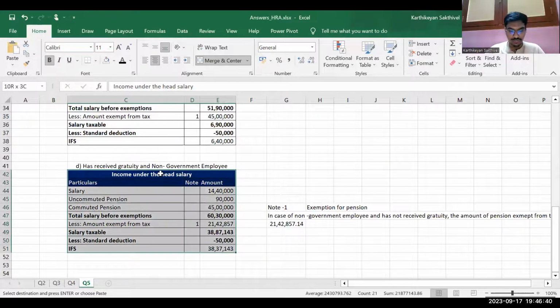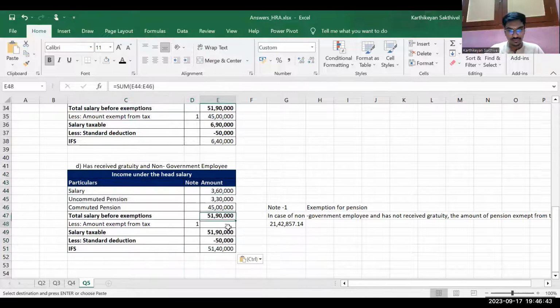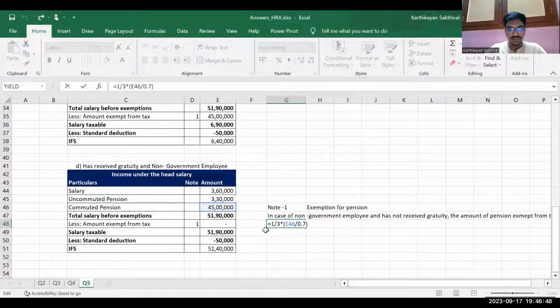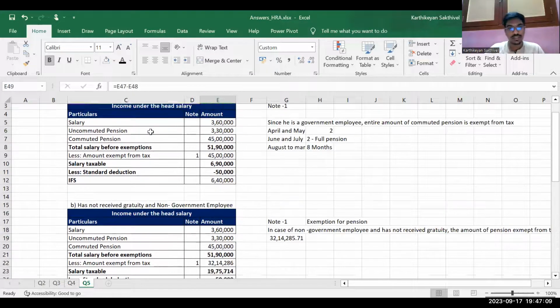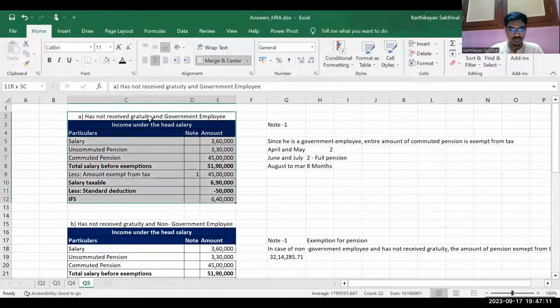So next is the fourth point. It is 1/3 of the commuted pension divided by the commutation percentage. This amount is exempt from tax. So basically the amount of salary which is taxable is 30 lakhs 47,143. Clear? Yes? Hello? Yes, sir. Yes, sir. Super. I'll just give you the answers here.